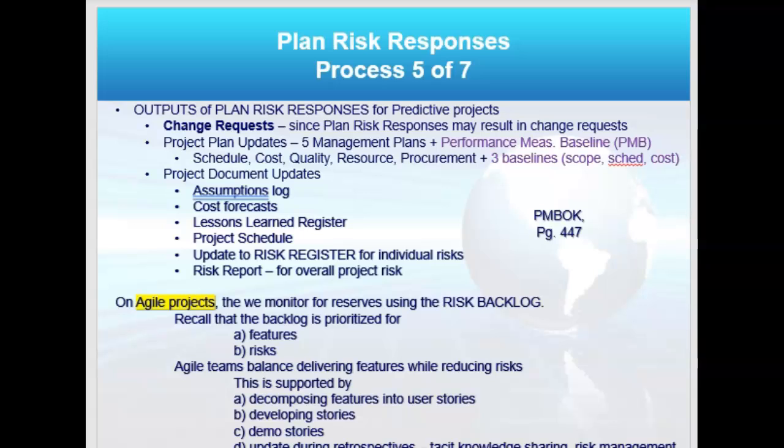Now, for an agile project, what we do is we monitor the reserves using a risk backlog, right? Recall that a backlog is prioritized for the features that you're trying to build, right? You don't know what the requirements are necessarily, but you know the features of the product that you're trying to build, and that it has risks with it. So the agile team is going to balance delivering those features while reducing risks.